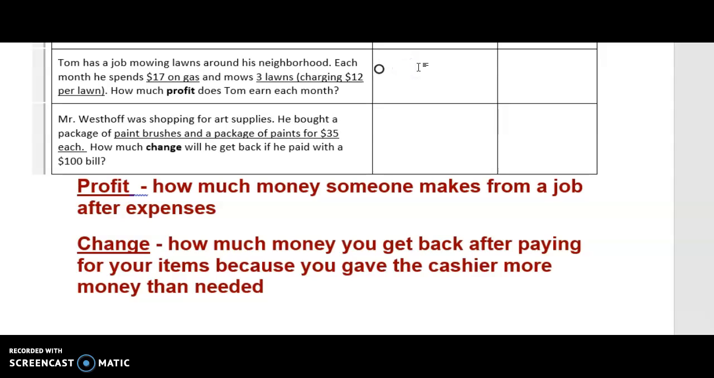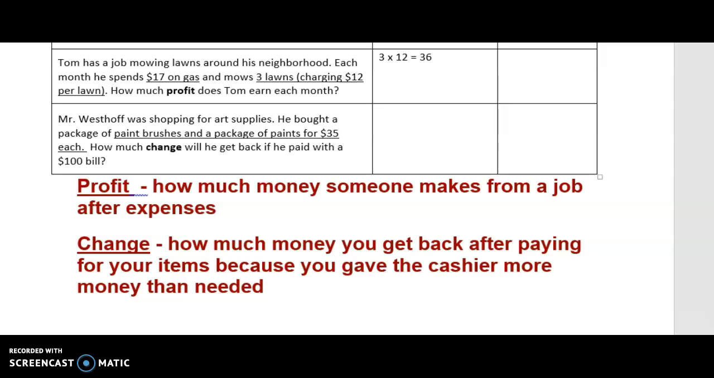Tom has a job mowing lawns around his neighborhood. Each month he spends $17 on gas, and he mows 3 lawns, charging $12 per lawn. How much profit does Tom earn each month? Or meaning, how much money does he make that he can use? Well, he does 3 lawns, and they're each $12. So that's 3 times 12, which I know is 36 because I have it memorized.